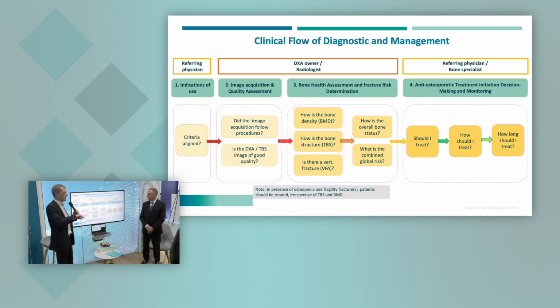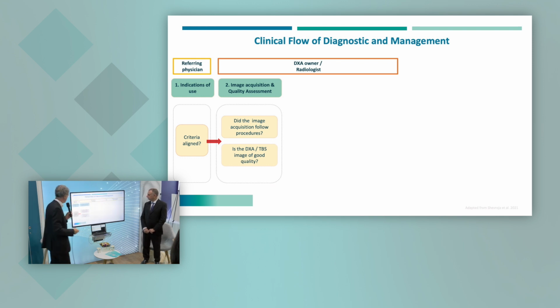So how do we bundle all the things I said into clinical practice? That's a workflow that's been proposed, for example. First of all, you have an indication of use, which is the same as DXA, obviously. Then after, you will have to do image acquisition. You will have to check for the bone health assessment. And then you have the part which is about treatment. So let's go part by part.